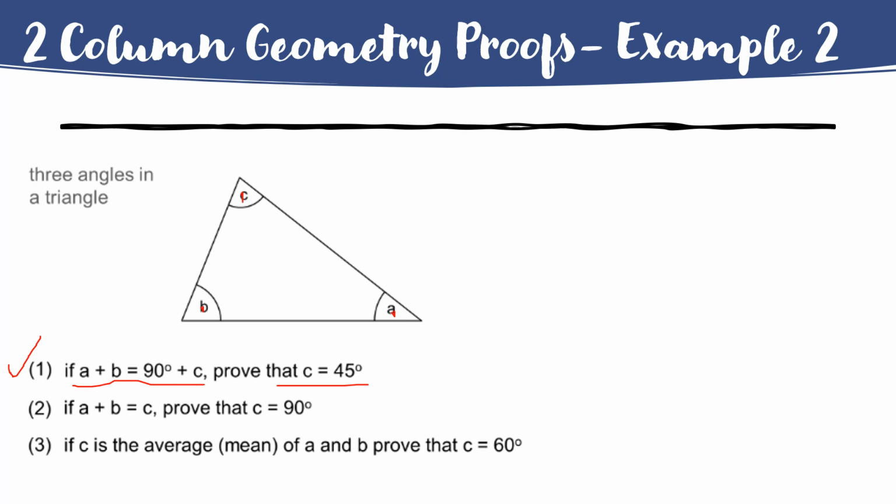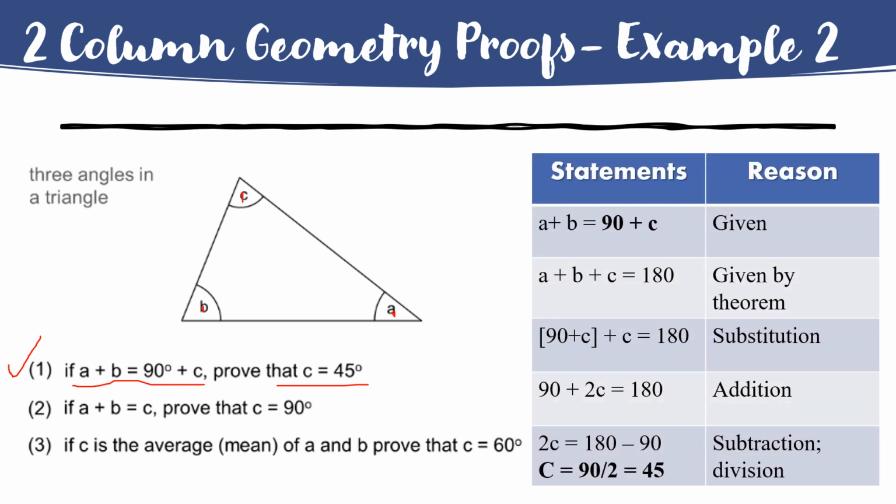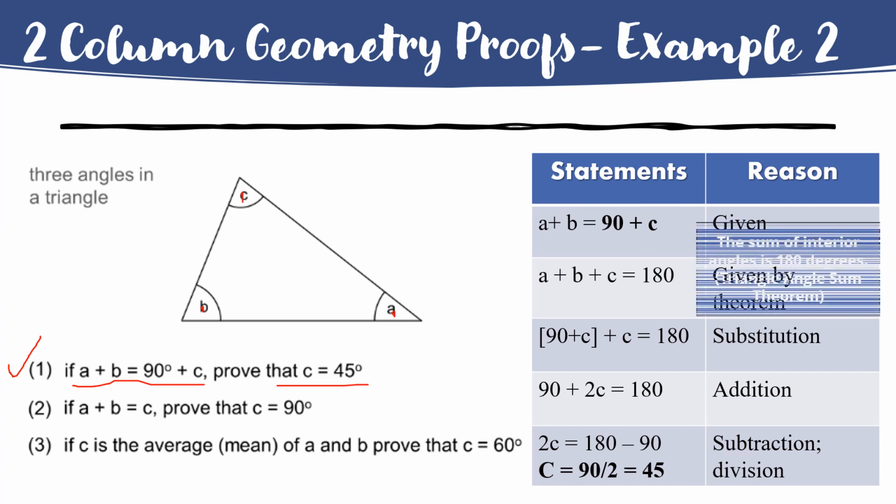And the way we'll do that is, we're going to look at what's given to us. First, we know that A plus B equals 90 plus C because they told us, so that's a given. We also know that A plus B plus C equals 180 because of the triangle angle sum theorem, which says that all the angles of a triangle equal 180 degrees. So that's another given. And that's one of those formulas you need to remember in order to be successful in geometry. Very easy. A plus B plus C equals 180 degrees.